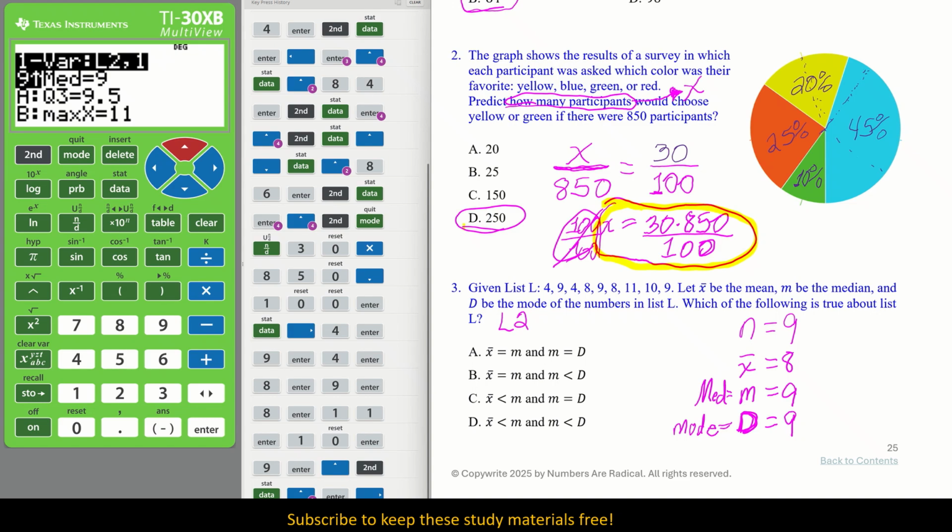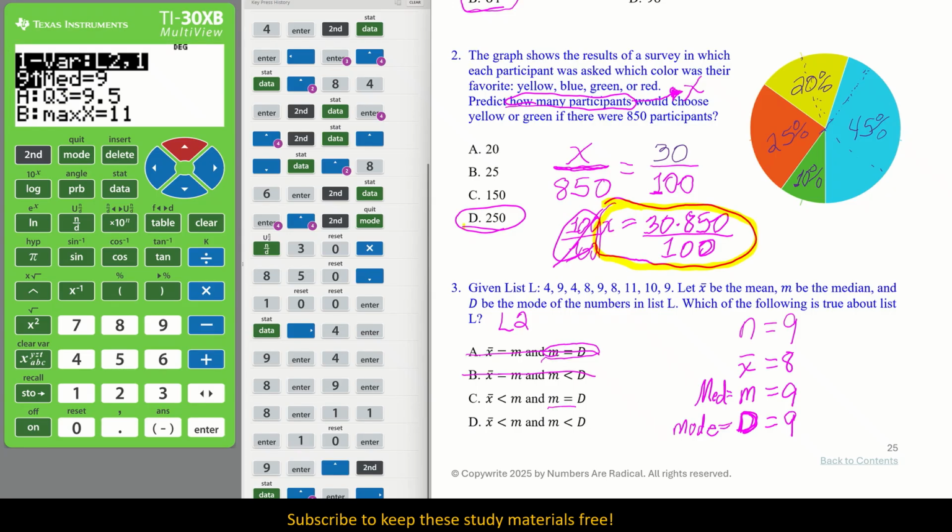So first off, for A and B, those options say that our mean is equal to our median. Well, 8 is not equal to 9. It's the other way around. This part of A is true, but the second part is not. So A and B are out.